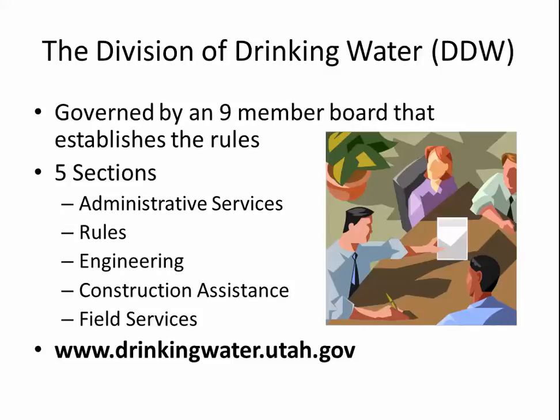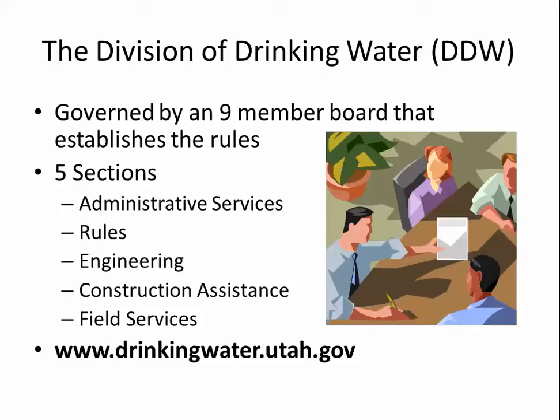Okay, so the Utah Division of Drinking Water, which in this presentation is going to be referred to as DDW, so just get used to that acronym. Our division is governed by a 9-member board, and the thing that you need to know about the board is that they establish our rules. At the Division of Drinking Water, we have 5 sections. The first section is the Administrative Services section, and they also are in charge of our source protection plans. So if you have questions concerning source protection, that's the section that you direct your phone call to.